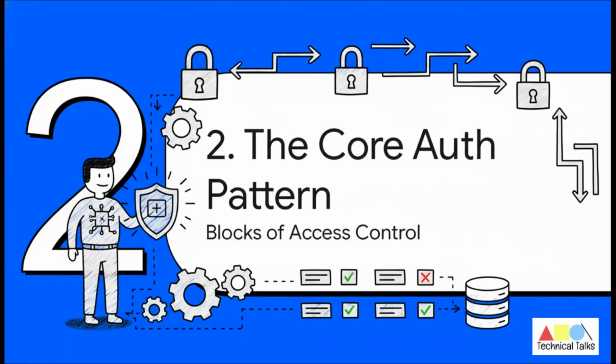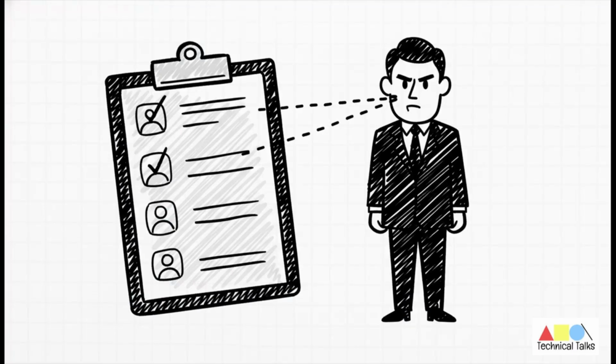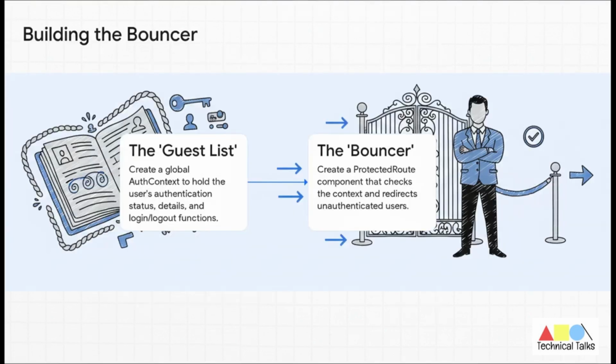All right, so how do we actually build this digital bouncer in React? Well, it turns out there's a core pattern that pretty much every developer relies on, and you know what? It's surprisingly straightforward. So the whole thing really just relies on two key pieces working together. You've got a shared guest list, and then you have the bouncer itself. I mean, it makes sense, right? The bouncer needs a totally reliable list to know who's allowed in, and that list has to be available instantly, no delays. And it really breaks down into this simple two-step process.